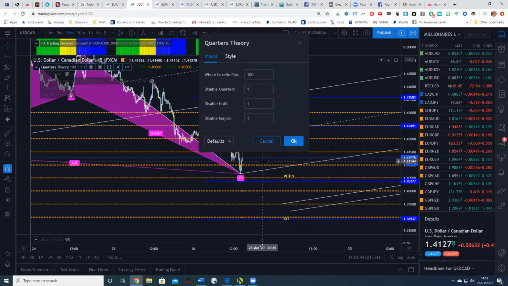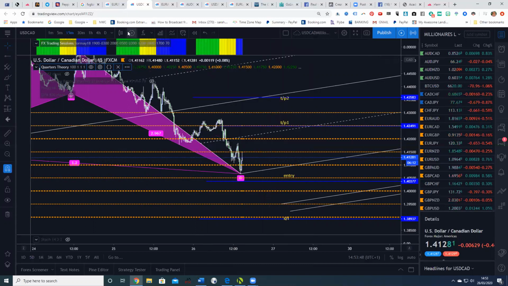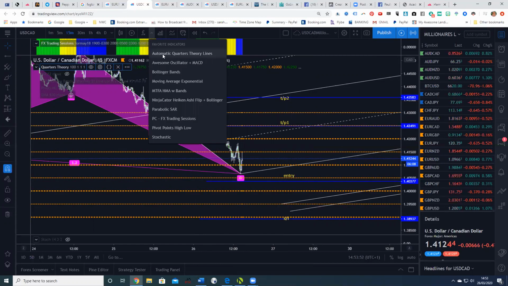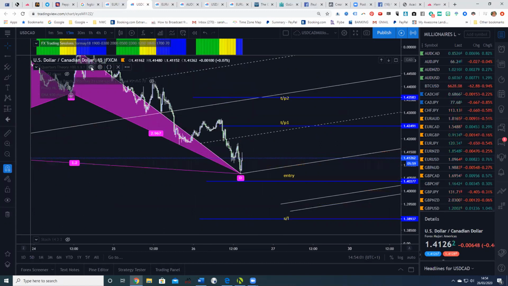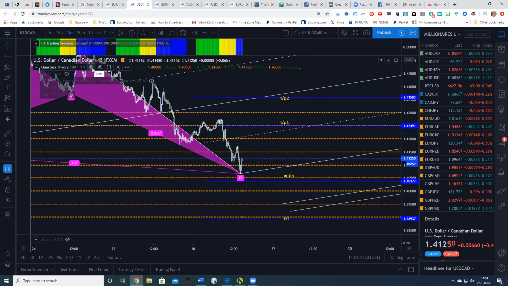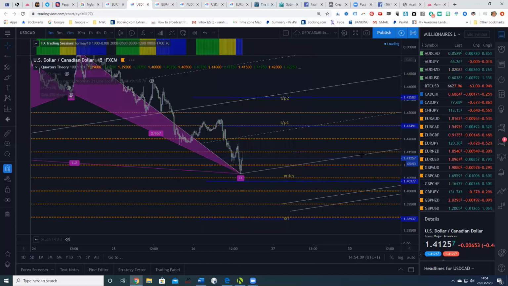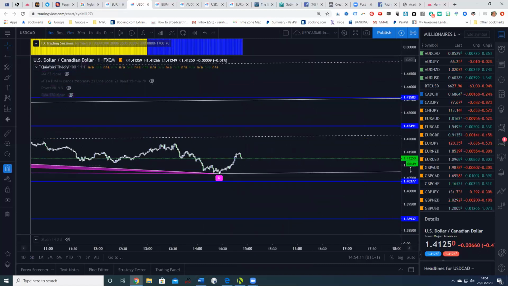What version of quarter theory do you use? Automatic quarter theories lines, it's called. Okay. This one, automatic quarters theory lines. And that then, at a click of a button, gives me support and resistance without having to draw or look at levels. So on this, I come down to the 1 minute because that gives me the precise entry, and I want to see the current momentum in the market.